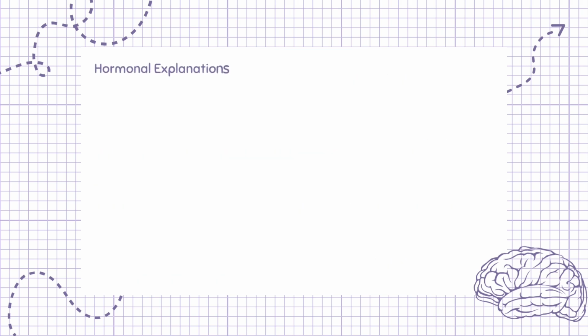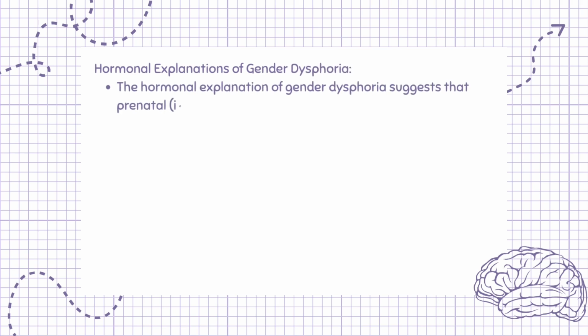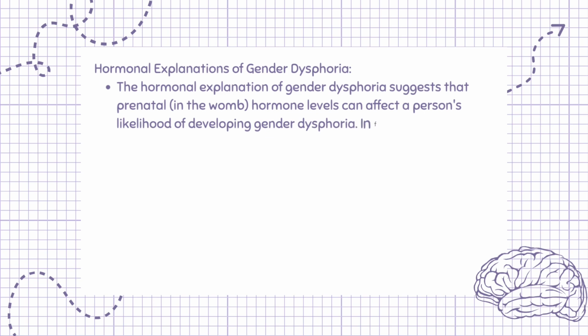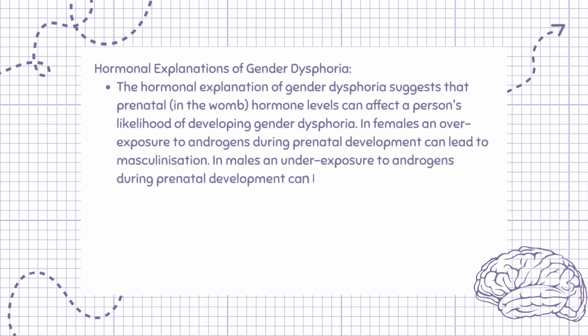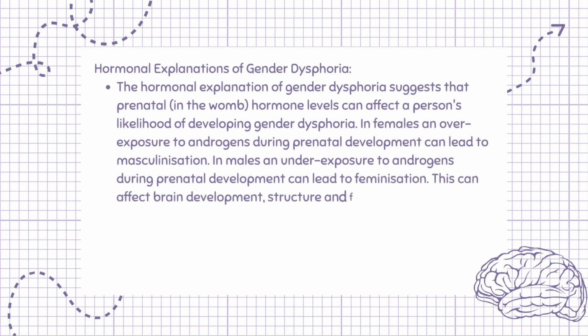Hormonal explanations of gender dysphoria. The hormonal explanation of gender dysphoria suggests that prenatal, in the womb, hormone levels can affect a person's likelihood of developing gender dysphoria. In females, an overexposure to androgens during prenatal development can lead to masculinization. In males, an underexposure to androgens during prenatal development can lead to feminization. This can affect brain development, structure, and function.